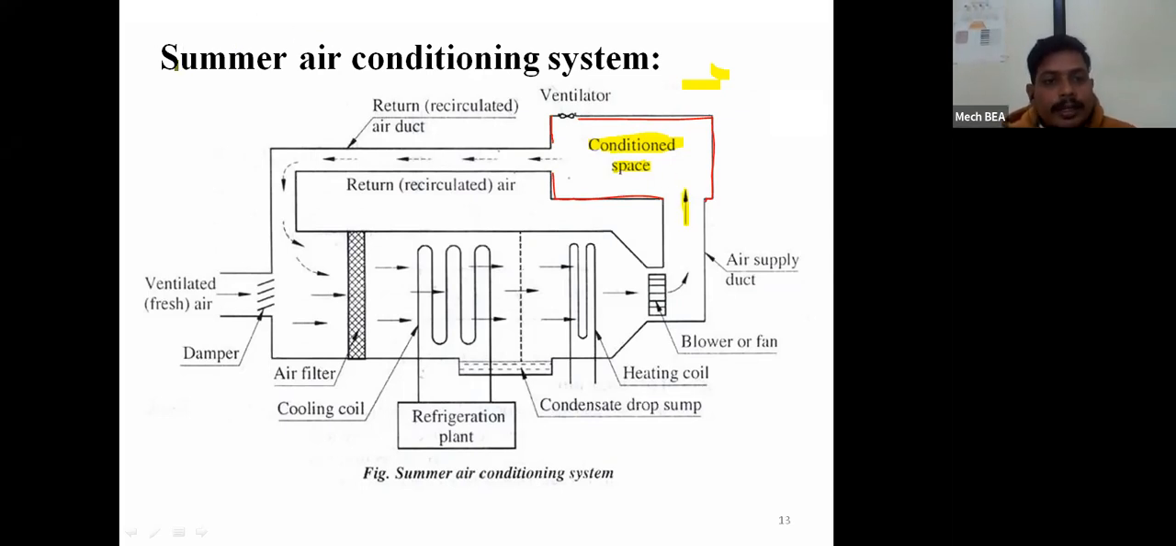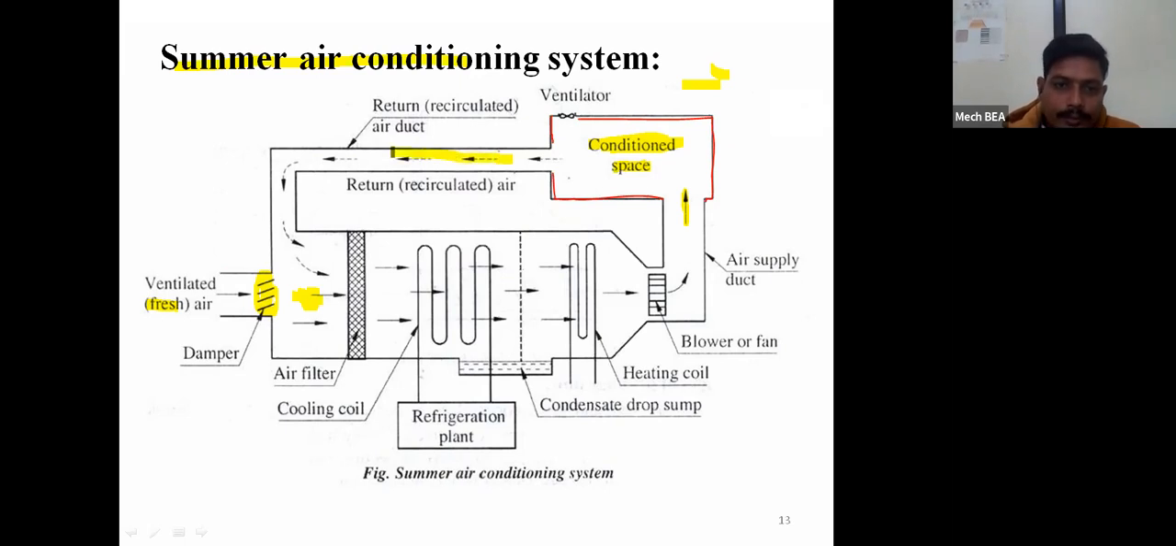So in case of summer air conditioning plant, as we require to do the cooling and dehumidification, for obtaining that, various processes or various parts are there. Here this is the damper, through which we are taking the fresh air from the outside, and we are mixing that fresh air inside the recirculated air.